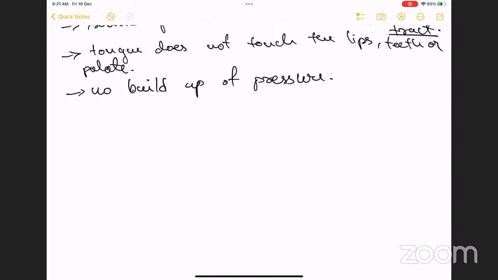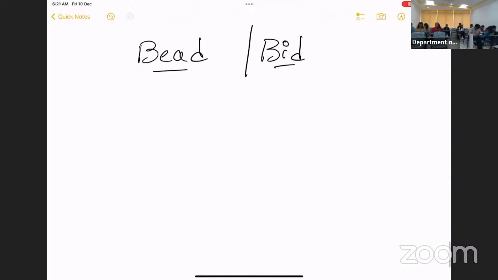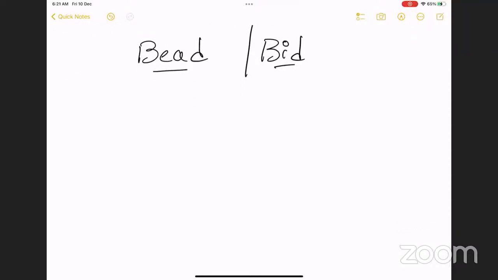For example, let's take the two words bead and bid. Now, when we say bead, E, it's a little longer one, so we call it a tense vowel. Bid, it is short, right? So it will be a laxed vowel. Okay, so I'll just let this be. Based on these characteristics, we can distinguish different types of vowels. I'll just draw a quick table.